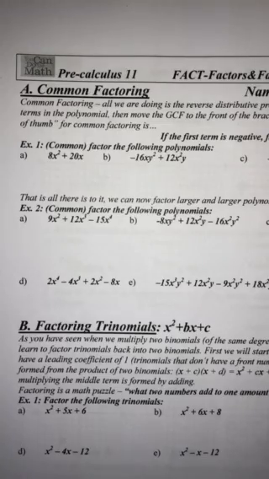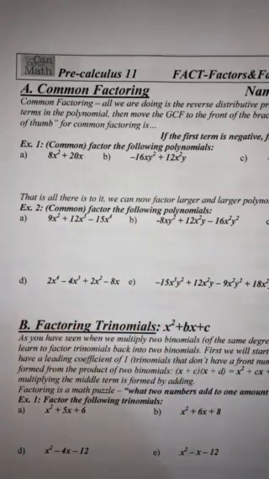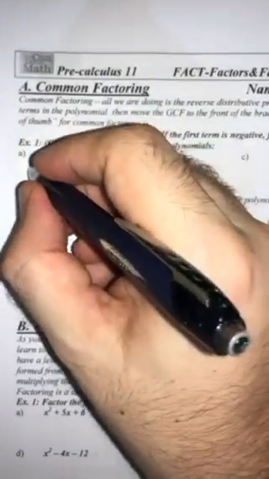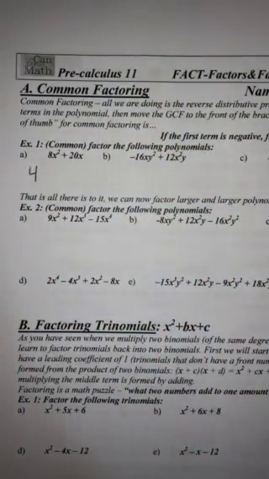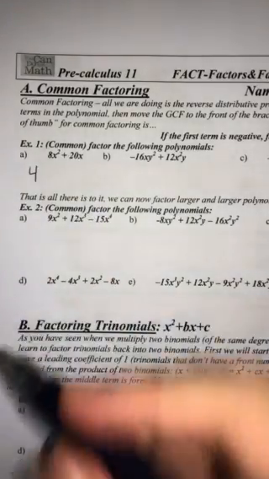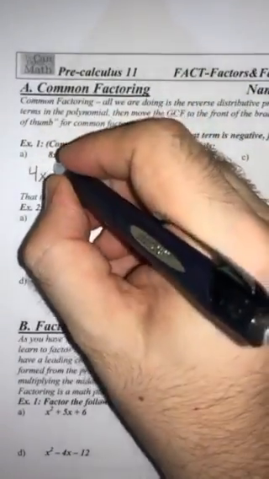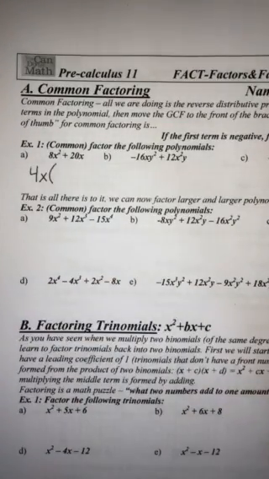So I want to evaluate that. Look at the numbers here. I've got 8 and I've got 20. What's the biggest number I can divide both of those by? 4. Take a look at the x's. I've got x squared and x to the power of 1. The biggest power of x I can take out is just x to the 1. So that gives me what I've factored out.